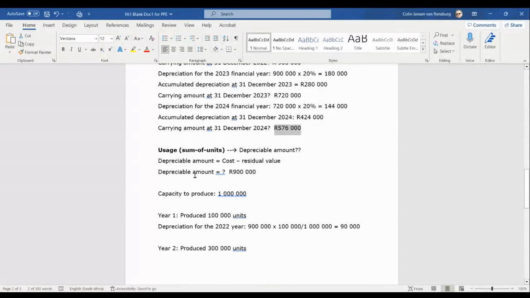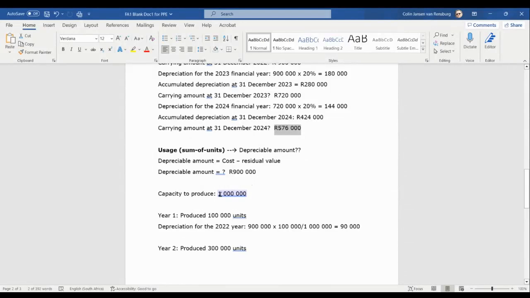Right, ladies and gentlemen, if we use that same example, let's say the depreciable amount is again 900,000. Our cost was 1 million rands. We believe we can sell it after we finish using it. I shouldn't use the term 5 years now. It depends on how we use this asset. It could be 2 years, it could be 10 years. We don't know because we haven't used it yet. And so the depreciable amount is again 900,000.